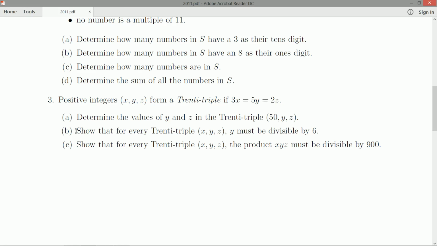Anyway, B part. Show that for every Trenti triple, x, y, and z, y must be divisible by 6. Okay, so why 6? Well, let's look at the definition here. There's not a whole lot to go on for a Trenti triple, but 3x has to be equal to 5y has to be equal to 2z. And the thing that catches my eye is 3, 2, and 5. They're all primes. And specifically 3 times 2 is 6. And the 3 and the 2 are the ones that don't have the y. So this question is based on, do you understand how prime numbers work in terms of divisibility?